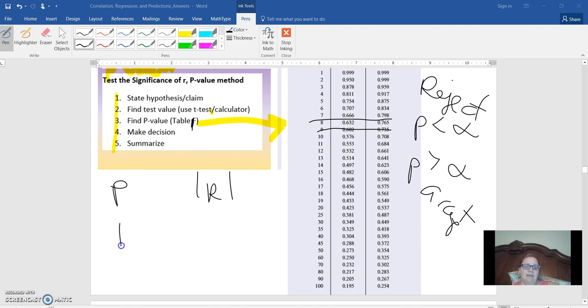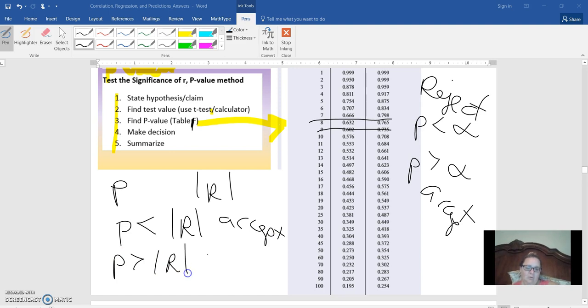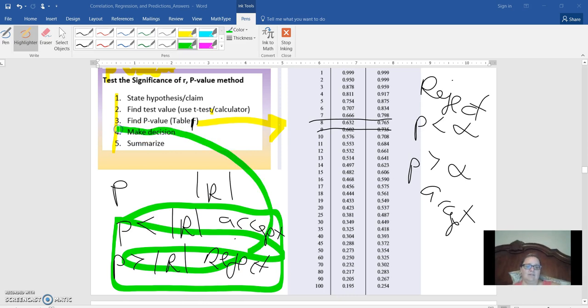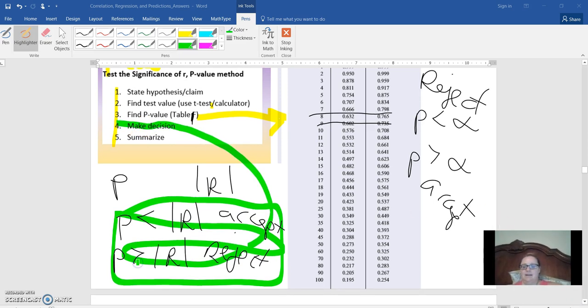And so if p is less than the absolute value of r, we're going to accept the null. We're going to accept the fact that there's no correlation. If p is greater than r, we're going to reject the fact that there's no correlation and say there is correlation. All right, so this is what we need to keep in mind when we make a decision. It's the same less than rules.